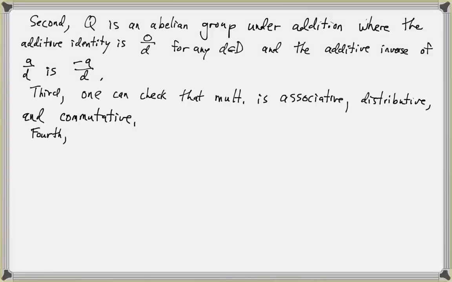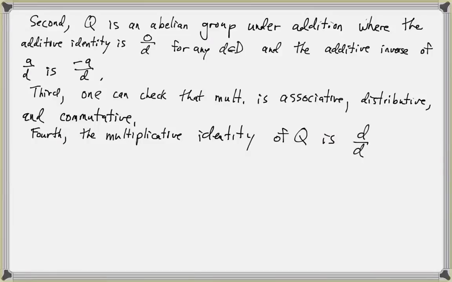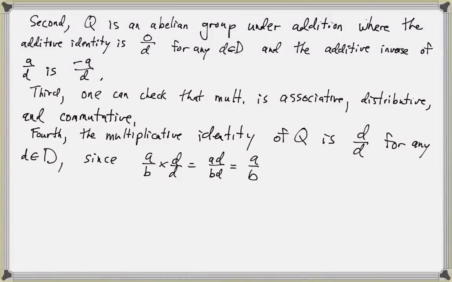And fourth, the multiplicative identity of Q is D over D for any little d in set D. And we see this because A over B times D over D is defined as AD over BD, which we pointed out is equal to A over B. So thus, we conclude that Q is a commutative ring with identity.